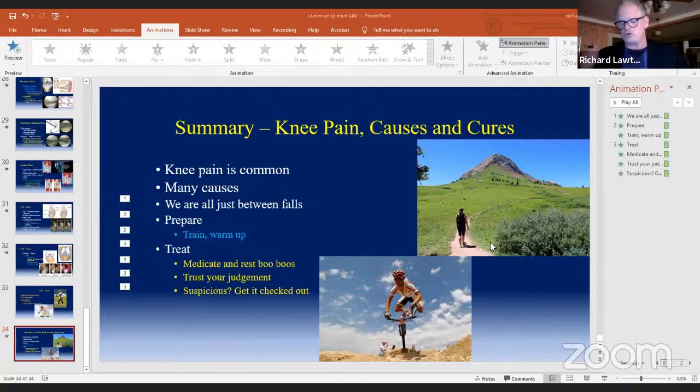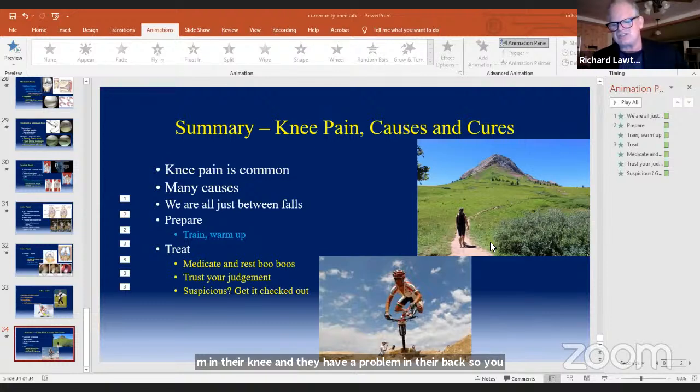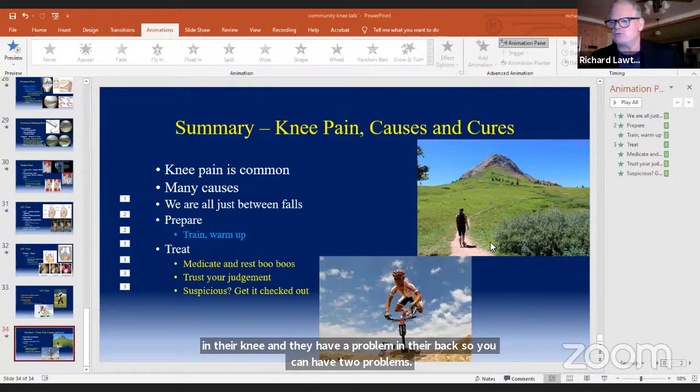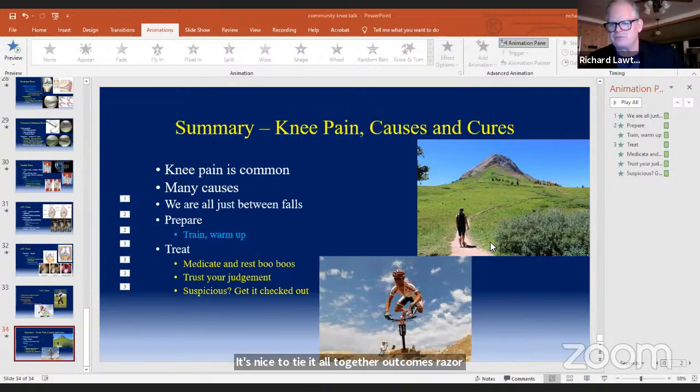However, we know there are patients who have a problem in their knee and they have a problem in their back, so you can have two problems. It's nice to tie it all together. Occam's razor, we do like that in medicine in general. The simplest explanation is usually the correct one. So if you're having knee pain, knee and back problems, maybe there is some unifying diagnosis that can bring it all together. But I'd say that the short answer is that would be rare.